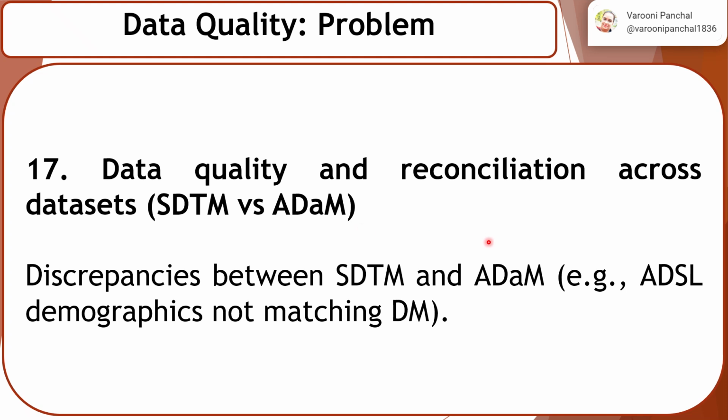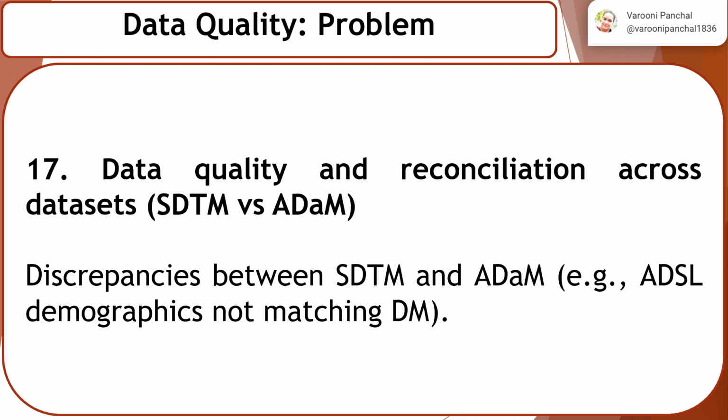Discrepancies between SDTM and ADaM, say for example ADSL demographics not matching with DM. Now this problem, if you try to imagine, there are 12 individual studies you are trying to pool into one single ISS and ISE. Now what happens is, if there are data quality issues across all 12 individual studies, you can imagine how many resources, how much time and how much effort you will require to pile up these discrepancies and ensure that the queries are raised and resolved.